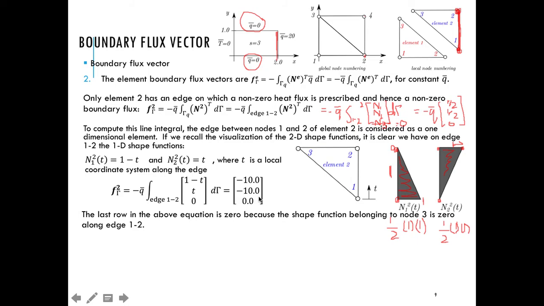Okay so this is just the boundary flux vector for element 2. We already discussed कि element 1 की किसी भी बाउंड्री के ऊपर कोई फ्लक्स नहीं है. ये इधर q zero है, यहाँ पे तो temperature बाउंड्री अप्लाई हो रही.